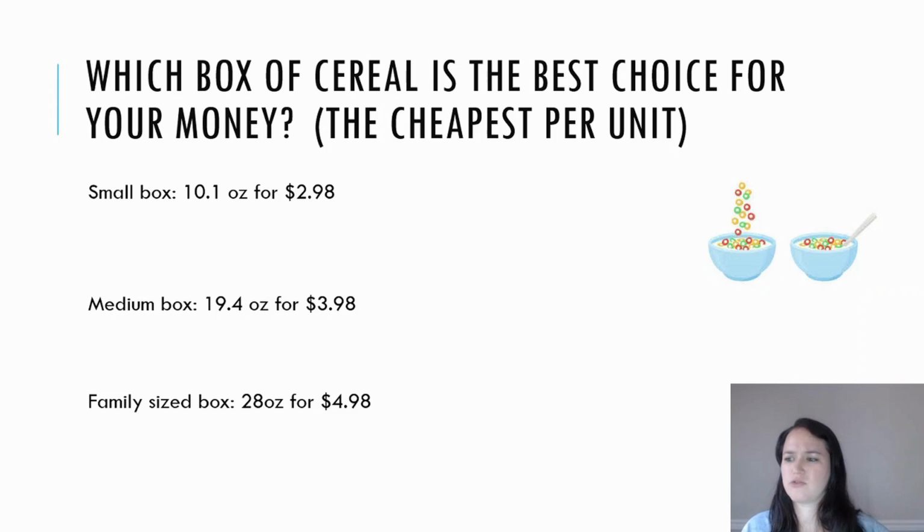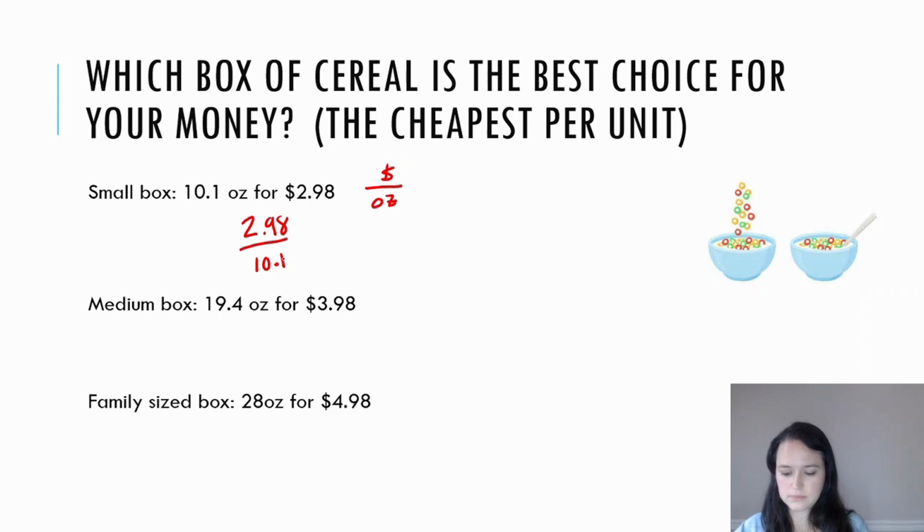So definitely want a calculator for this. Let's calculate this. I'm going to find the cheapest per unit, so it's going to be money over the size for all of these. Let's see, the first one I'm going to do is $2.98. I'm paying almost $3, $2.98, for 10.1 ounces of this cereal. I'm going to round to the nearest cent because I am talking about money. I get 0.295, so I'm going to round it to 30 cents. That means for every ounce in that box, it's 30 cents per ounce.